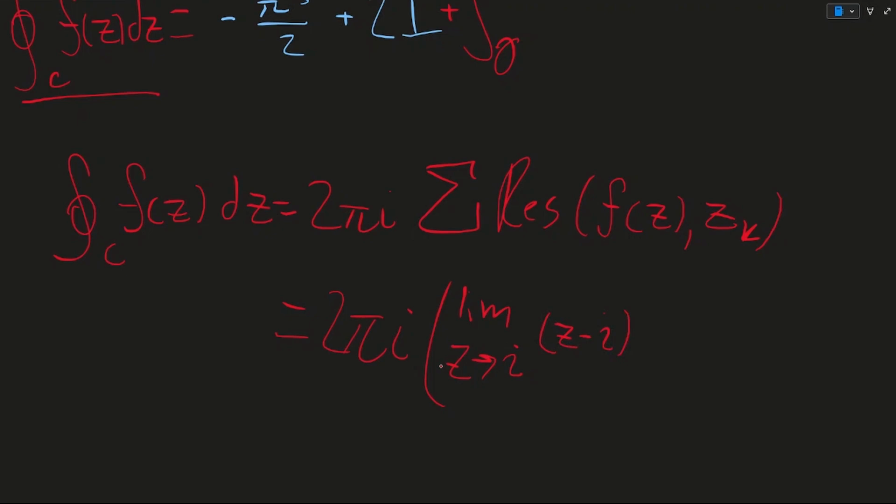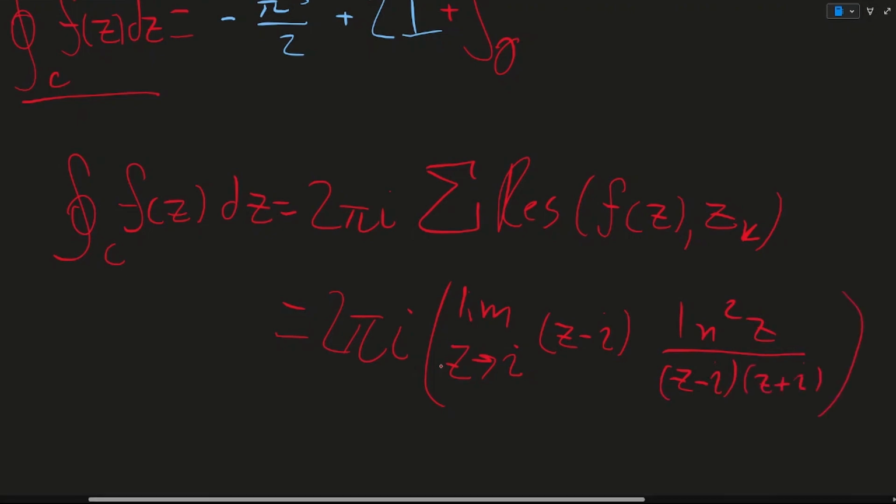So f of z was ln squared of z over (z minus I) times (z plus I), right? And so we see that these z minus I's cancel out, and from here we can just directly substitute in I for z.